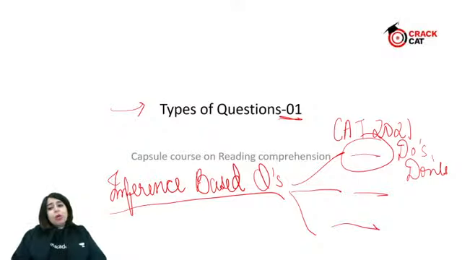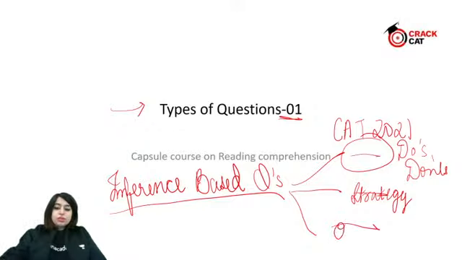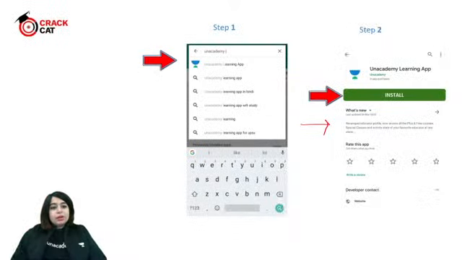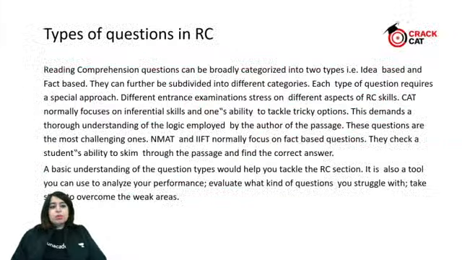Also, we'll look at what should be our strategy while going about these kind of questions, and what should be the option traps, which are the options which we need to eliminate. So that's what we're going to do today. Let's come down to the understanding of today's class.